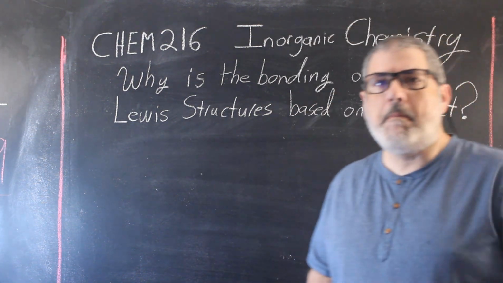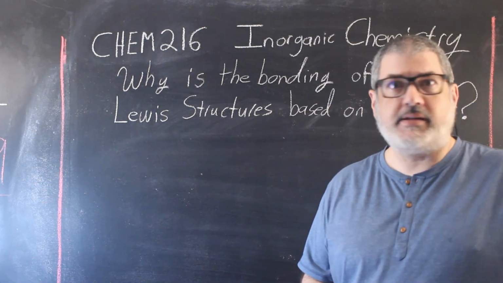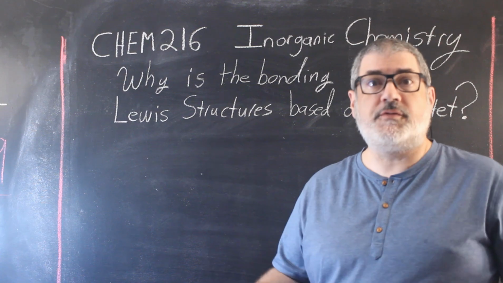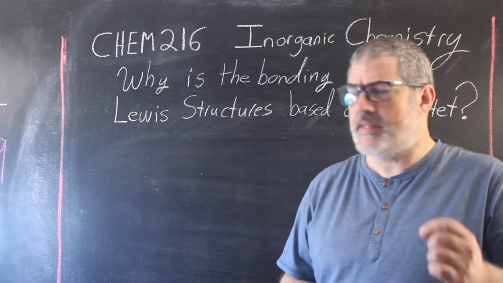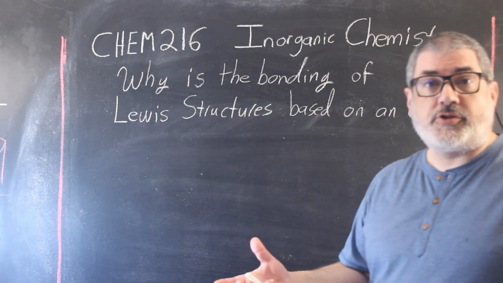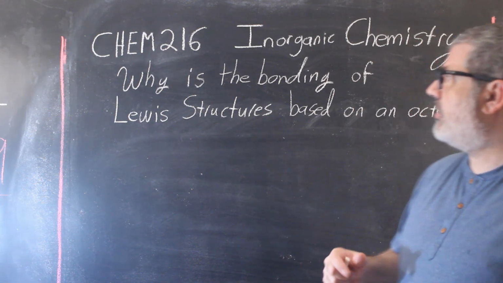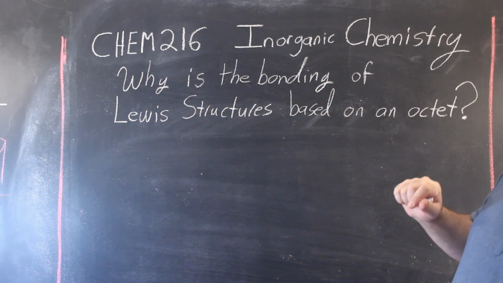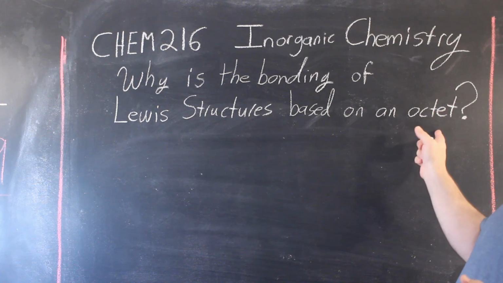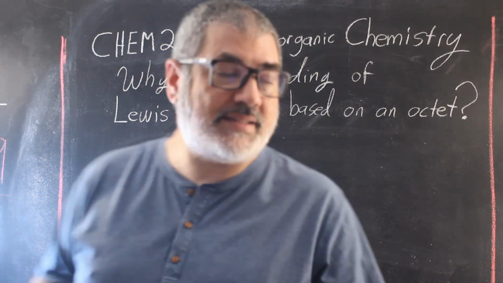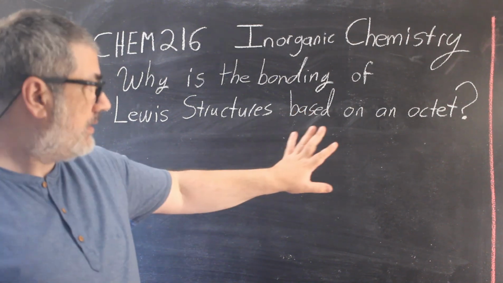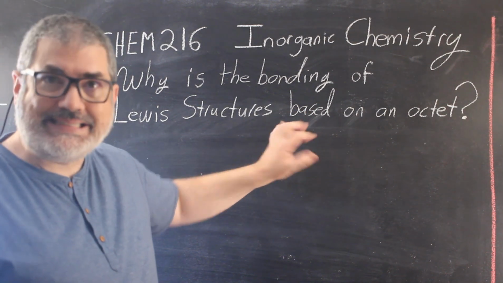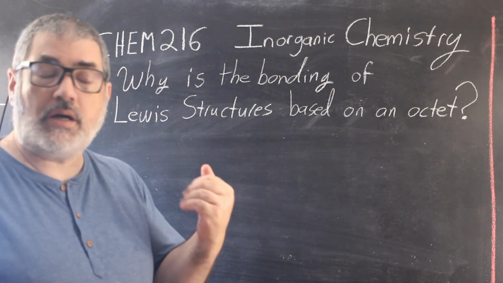Understanding chemical bonding is vital to any meaningful understanding of chemistry and everything that's related to it. Lewis dot structures, again, are a cornerstone. So the question is, why is the bonding of Lewis dot structures based on the octet, based on 8? Well, Lewis at the time didn't actually have the answer to that.